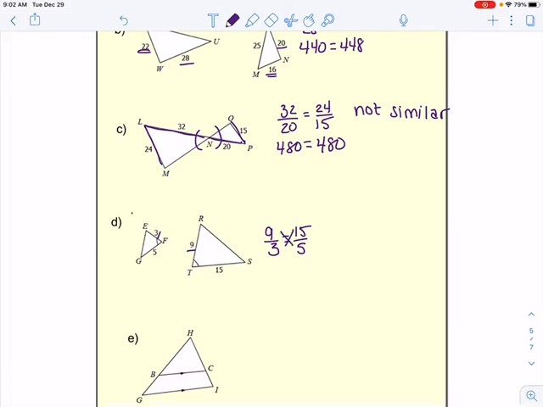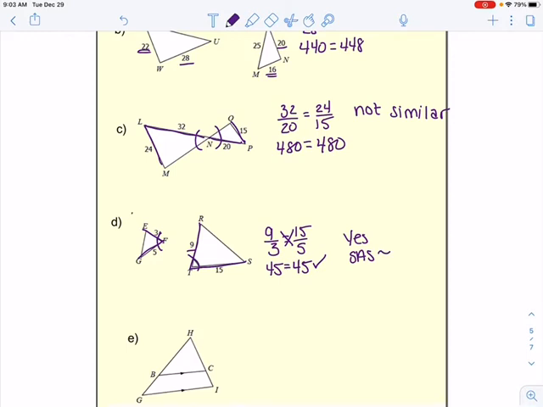When I cross multiply here, 9 times 5 is 45, and 3 times 15 is also 45. So again, the proportion works. Now let's see if we have our included angle. So again, I'm going to trace the two sides that I know something about. And look at that, this time it does form that angle. So yes, these are similar by side, angle, side similarity.